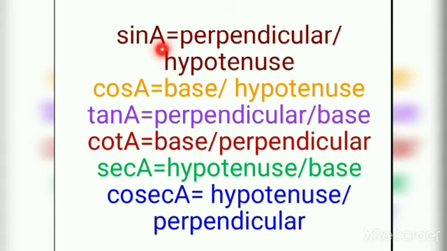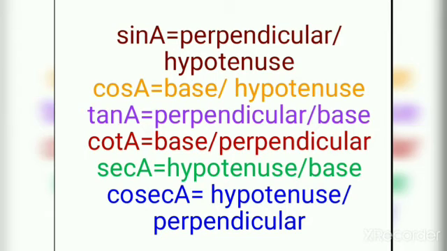Sin A will be perpendicular divided by hypotenuse. Cos will be base by hypotenuse, tan A will be perpendicular divided by base, cot will be base by perpendicular, secant will be hypotenuse divided by base, and cosecant will be hypotenuse divided by perpendicular. Okay. So all these ratios you should keep in mind so that you can solve the problems very easily. So you have to write these 3 times in your homework book.